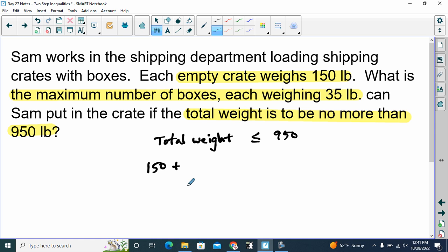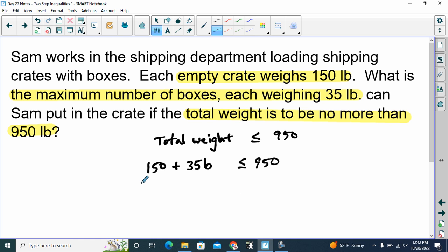Plus, we're going to put some boxes in there. We don't know how many boxes, but each one weighs 35 pounds. So we're going to take 35 pounds times the number of boxes, and that would give us the weight of those boxes. So an expression for the total weight is going to be 150 pounds for the crate plus 35 pounds for each box. Has to be less than or equal to 950.